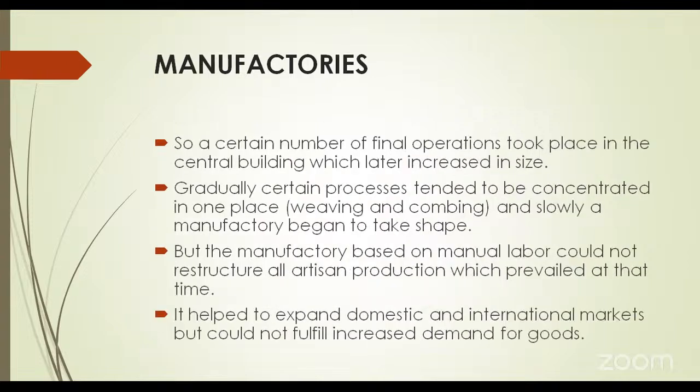A certain number of final operations took place in the central premises, which would later increase in size. Certain processes tend to be concentrated in one place. Slowly, a manufactory began to take shape. Manufactory based on manual labor could not restructure all artisans, and although it helped to expand domestic and international markets, it could not fulfill increased demand. Meanwhile, transportation, roads were coming, railways were coming, the industrial revolution was happening, the whole process of capitalism was taking root.